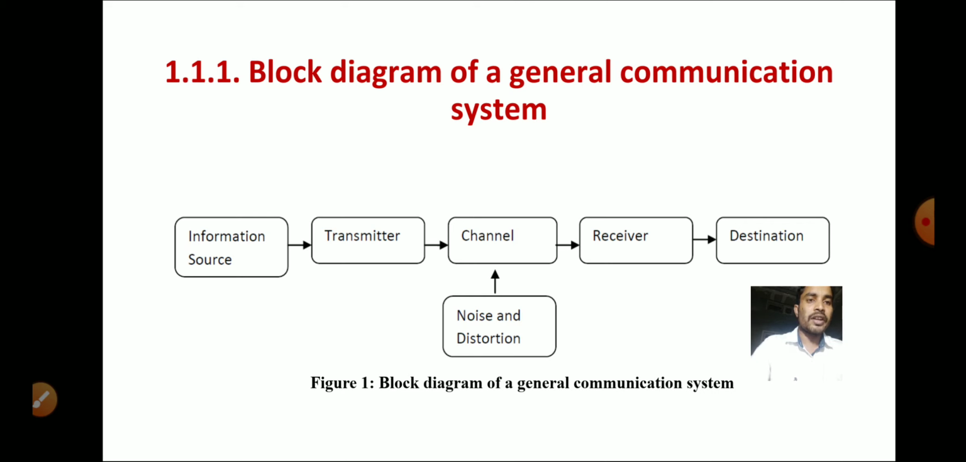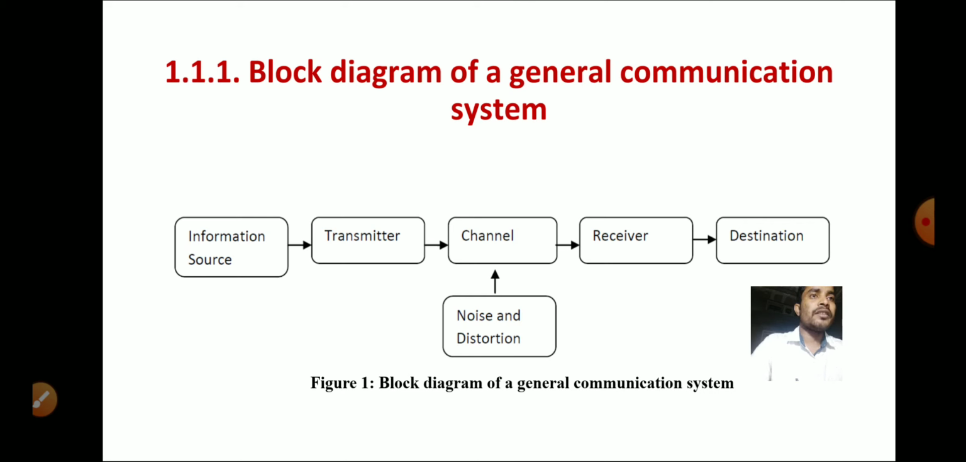Now, what is a channel, or what is the function of a channel? The channel is nothing but the medium through which the message travels from transmitter to receiver. In other words, the function of a channel is to provide a physical connection between the transmitter and the receiver, or sender to the receiver. There are basically 2 types of channel. One is wired channel, one is wireless channel.